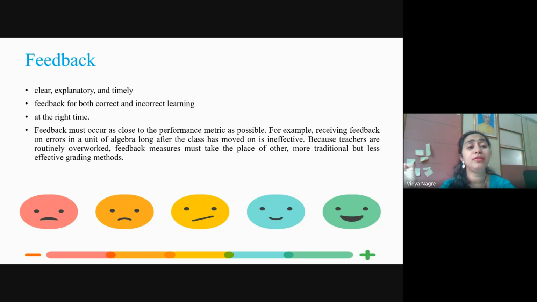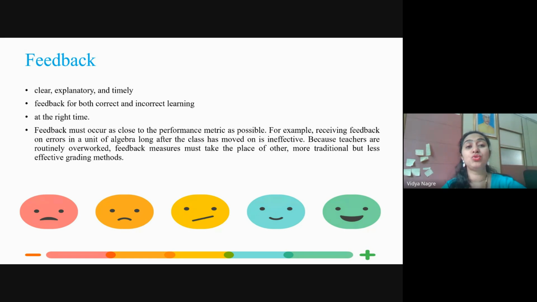So this kind of open learning dialogue has to happen, and that is possible only if they understand that this teacher gives me a very important feedback, and that is very essential for my growth. For example, receiving feedback on errors in a unit of algebra long after the class has moved on to the next class is ineffective, because teachers are routinely overworked, and feedback measures must take the place of other more traditional but less effective grading methods.